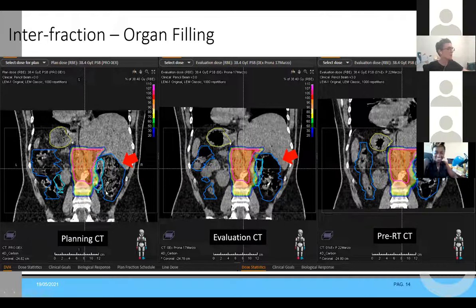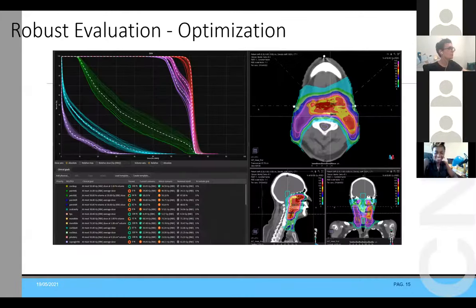So the first one was the planning CT, the second one was the evaluation CT, which we acquire in order to use it for robust plan optimization. So we actually optimize on both these two CTs, trying to be more robust. And this is the CT acquired just before the treatment. So it was a different situation again. So this is something that is really unpredictable.